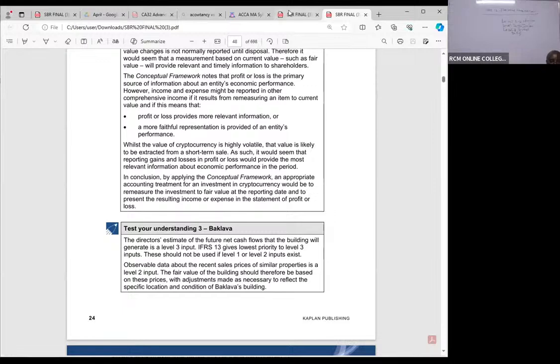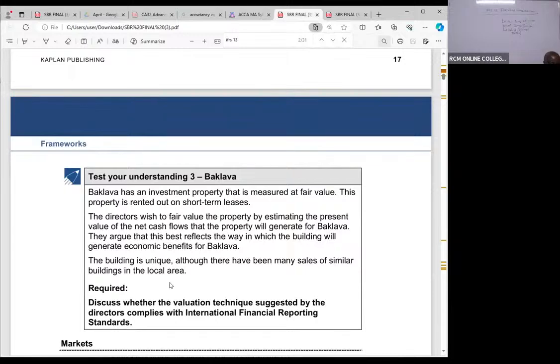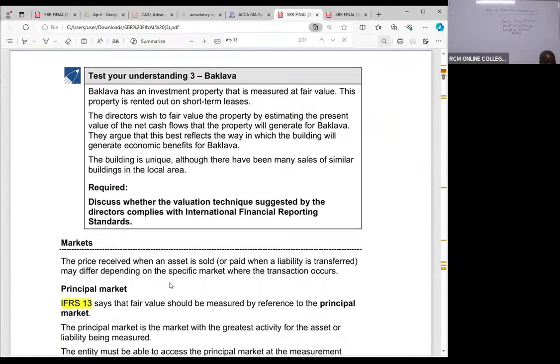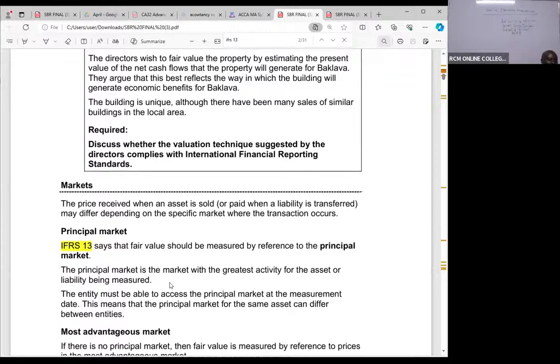Ladies and gentlemen, from there, we go straight away to markets. Very, very common. If you did last semester's exam, they gave us a question from this area. Markets. The price received when an asset is sold or paid when a liability is extinguished may differ depending on the specific market where the transaction occurs. We have 2 types of markets: the principal market, and the most advantageous market.